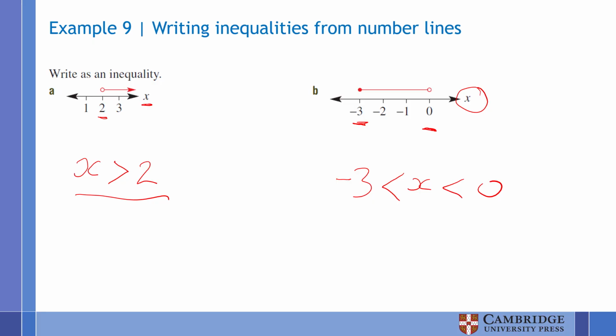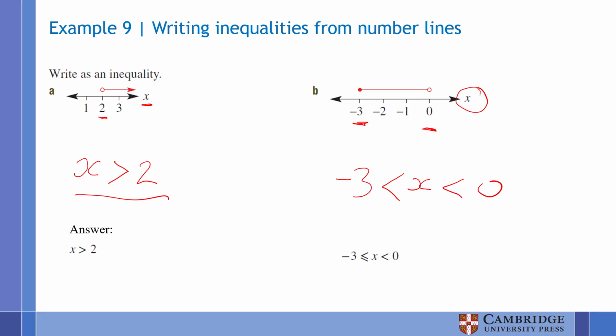And again, we just need to decide, am I allowed to include either of these values? Well, we've got an open dot on 0, so we're not allowed to include that one. But we have a closed dot on -3, so we are allowed to include it. So we need to put our little line underneath to indicate that we are greater than or equal to -3 and less than 0. So we're between those two values.